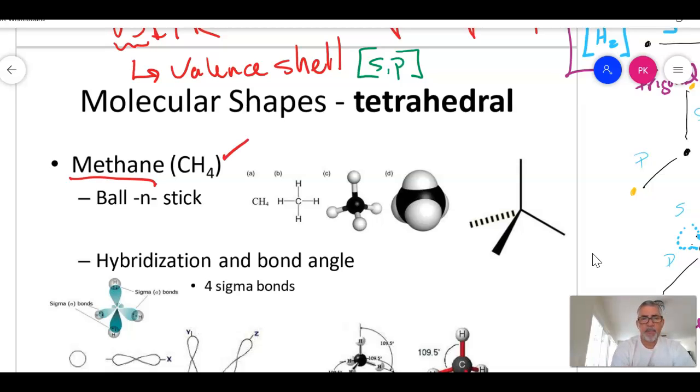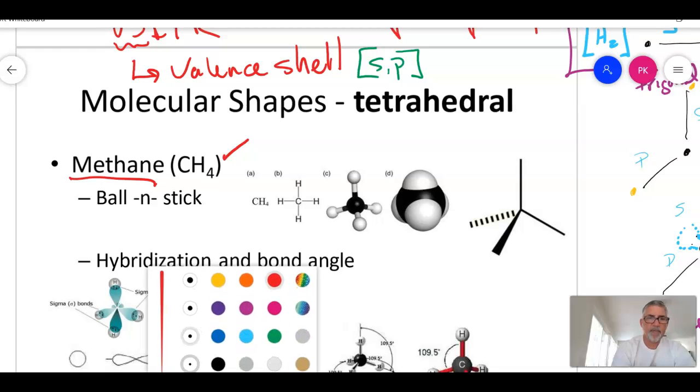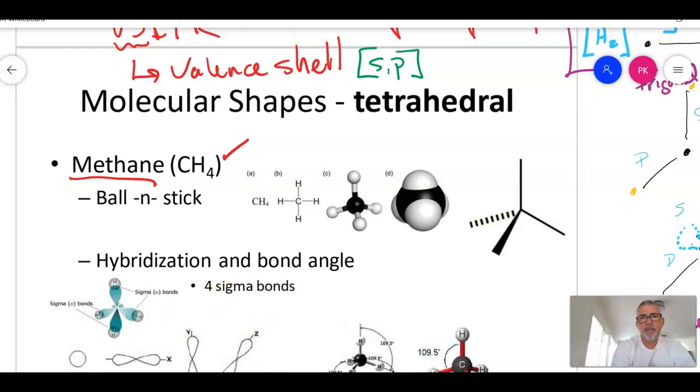So if we look at here, just a little review for you. You have your molecular formula, your structural formula, your ball and stick, your spatial, and then this is another representation of your ball and stick. So remember the dashed line is away. Boy. Let me rewrite that.